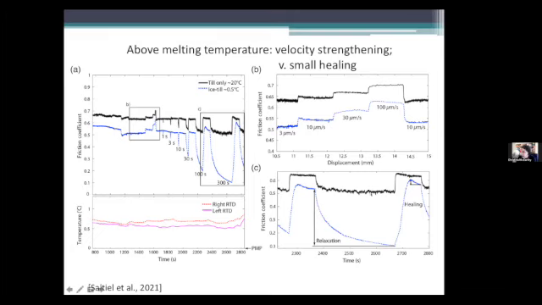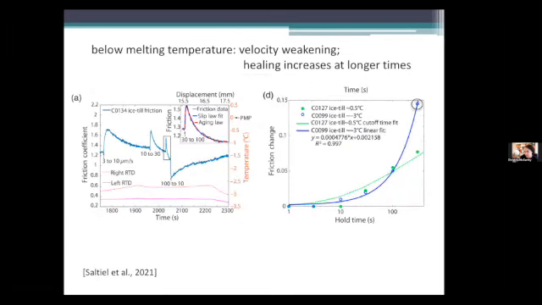And then we also see he was able to measure very modest healing, huge relaxation, but very modest healing of the interface in these ice on till systems.